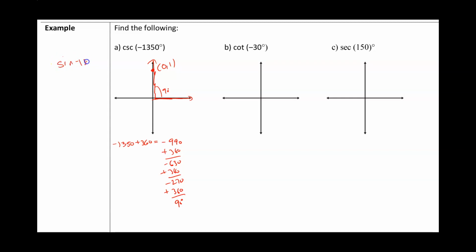Sine of negative 1350 is the y value, which is 1. Cosine of negative 1350 is the x value, which is 0. And then the tangent of negative 1350 is going to be the y over x. Now 1 over 0, you can't divide by 0, so that's going to be undefined. Okay, the tangent is undefined at negative 1350.